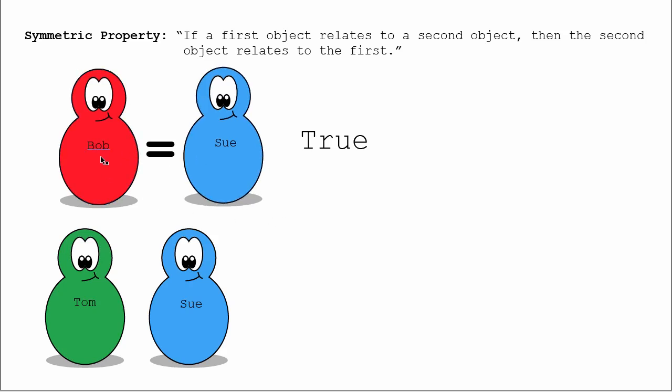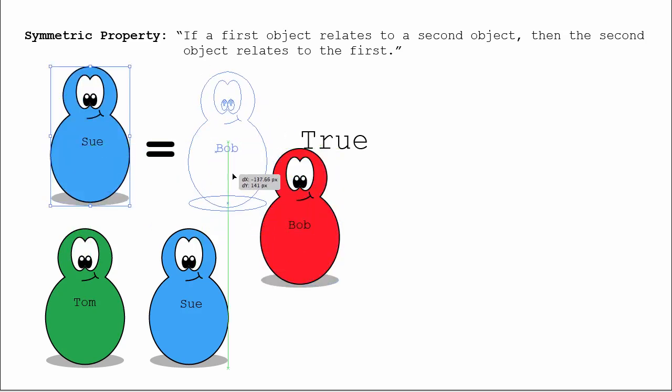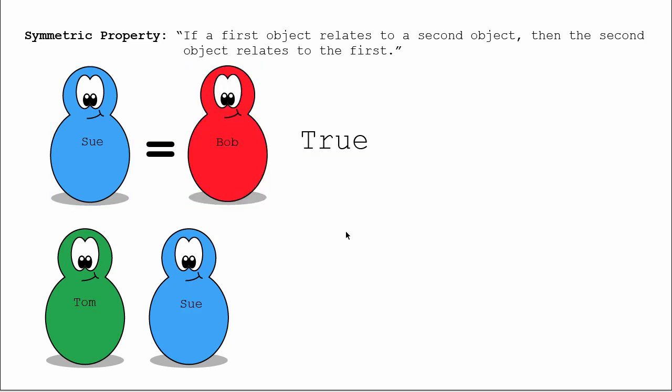Bob being the first object relates to Sue being the second object. So the symmetric property therefore says that if I interchange Sue and Bob, the equivalence relation remains. Sue is equal to Bob, just as Bob is equal to Sue.